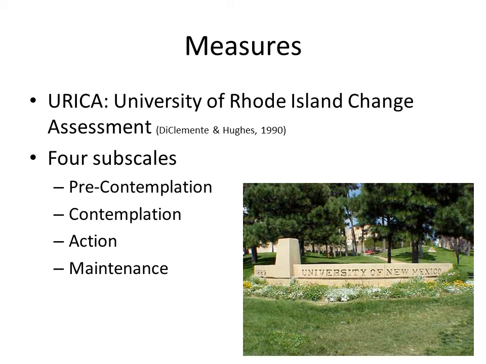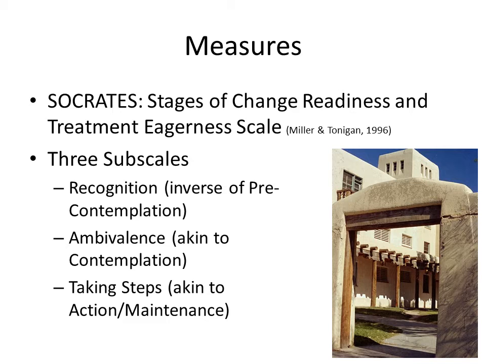Paper and pencil measures included the URICA, which has 4 subscales, one representing pre-contemplation, one for contemplation, one for action, and one for maintenance. Another measure we looked at was the SOCRATES, which has 3 subscales representing recognition, which is kind of the inverse of pre-contemplation, ambivalence, which is similar to contemplation, and taking steps, which is similar to action and maintenance.